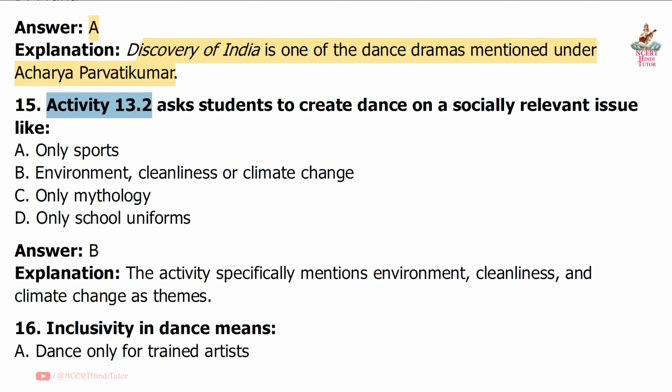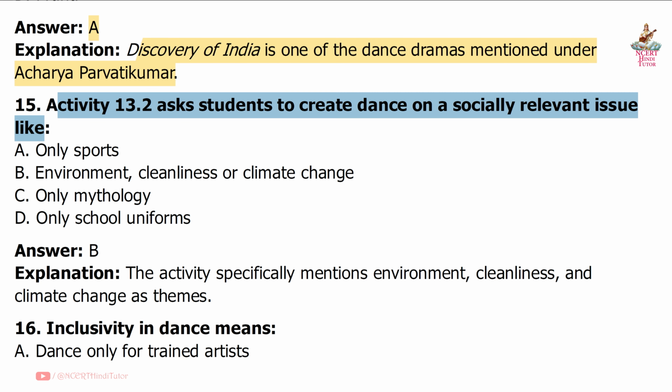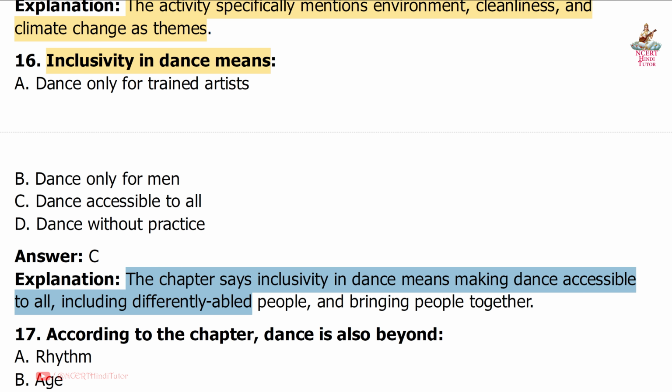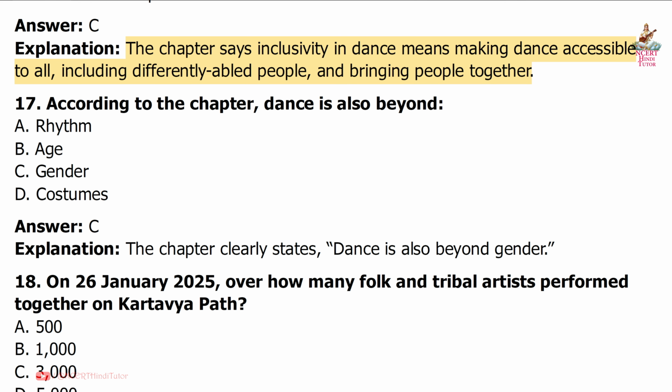15. Activity 3.2 asks students to create dance on a socially relevant issue like. Answer B. Explanation. The activity specifically mentions environment, cleanliness, and climate change as themes. 16. Inclusivity in dance means. Answer C. Explanation. The chapter says inclusivity in dance means making dance accessible to all, including differently abled people, and bringing people together.